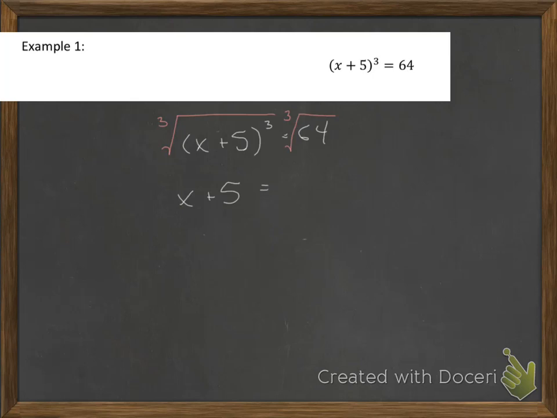You can do that in your head or on your calculator. You get 4. So now we have a simple one-step linear equation, which we can solve by subtracting 5 from both sides of the equation. So we have x equals -1, and that's our final answer.